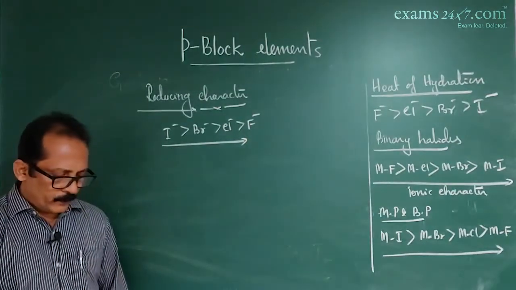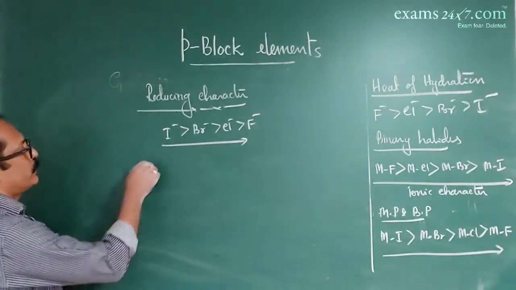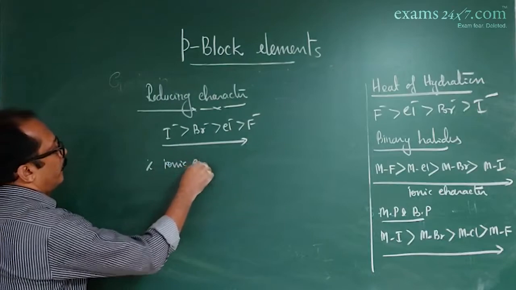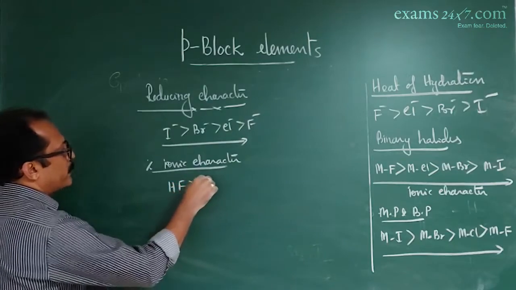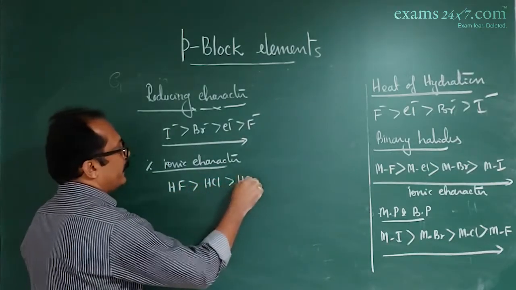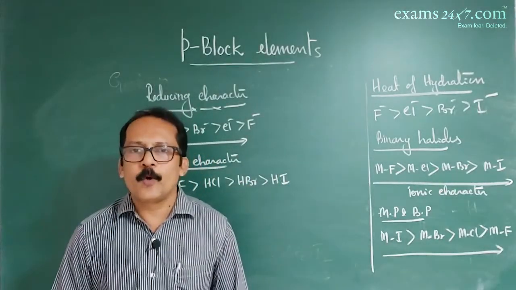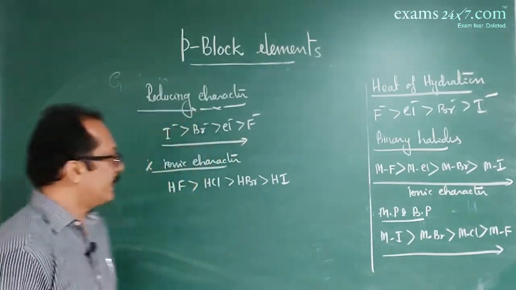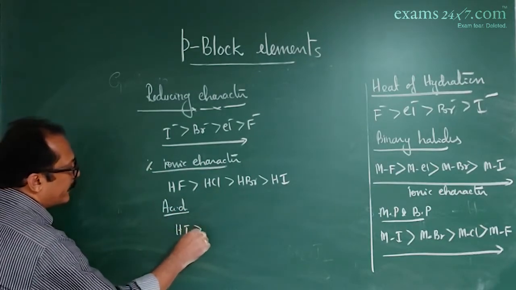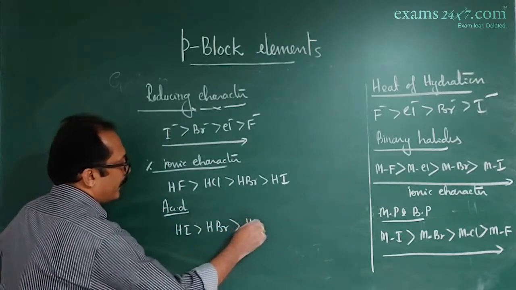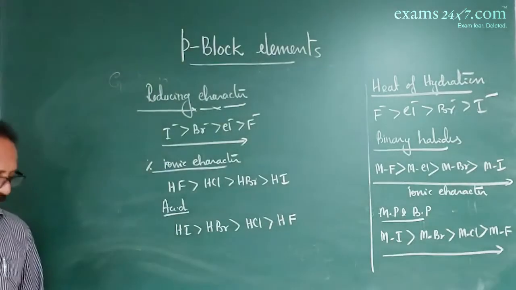Now, so percentage of ionic character and thermal stability. Percentage of ionic character depends on the electronegativity difference. So, HF is more than HCl, HCl is more than HBr and least is HI. Now, next we will move on to acidic nature. HI is more acidic than HBr. HBr is more acidic than HCl. Then least acidic is HF.